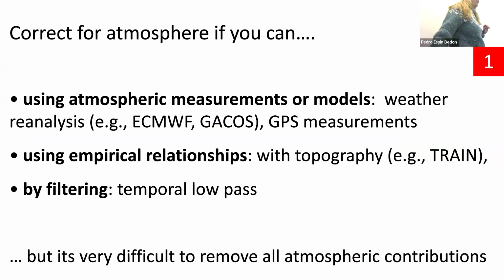Ideally, you try and correct for some aspect of the atmospheric noise. You can do that using atmospheric measurements or models, reanalysis data sets, or GPS data sets. That works quite well for atmospheric features which are large in spatial scale, and in areas where you have good dense measurements of atmosphere. So again, it works better in some parts of the world than in others. You can make corrections using empirical relationships with topography, which I know has already been covered quite a lot in this workshop, or you can do it by filtering. Nevertheless, having done all those things, you still quite often end up with a fair amount of atmosphere in your interferograms, and it's something you have to deal with.